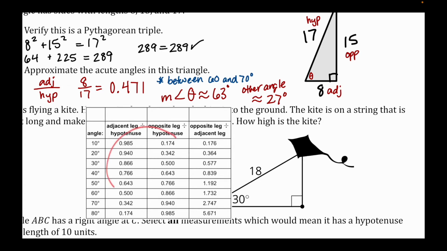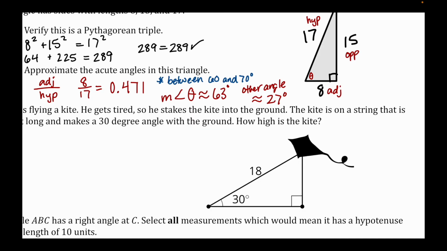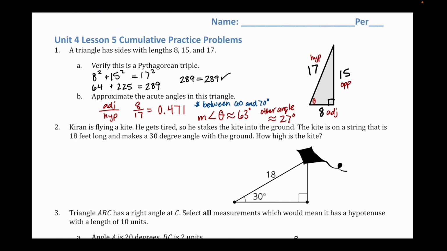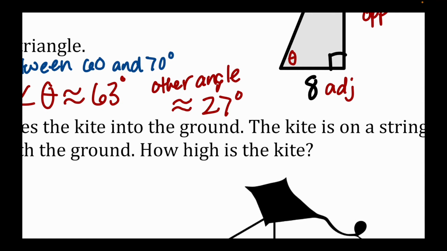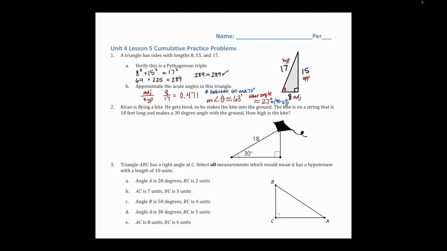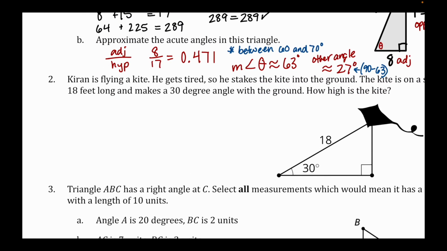So I think we're safe to just leave it at that, using the idea that this is 90. I would say that this is 90 minus the 63, which is where I got this number from. And that one's fine. So that then brings us to question 2, where they drew something for us.